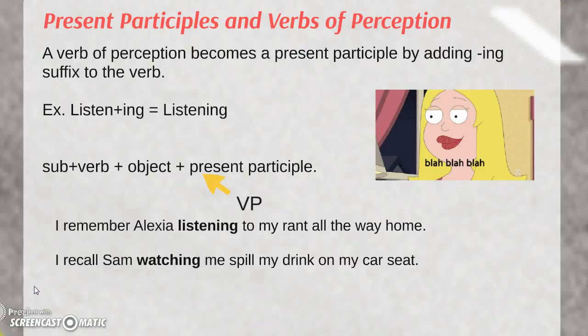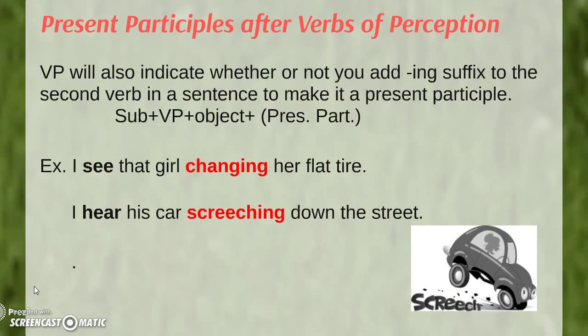I remember Alexia listening to my rant all the way home. I recall Sam watching me spill my drink on my car seat. Now let us also discuss present participles after verbs of perception. A verb of perception will also indicate whether or not you add the ing suffix to the second verb in a sentence to make it a present participle. The sentence should look as follows: subject plus verb of perception plus the object plus the present participle. Here are a few examples.